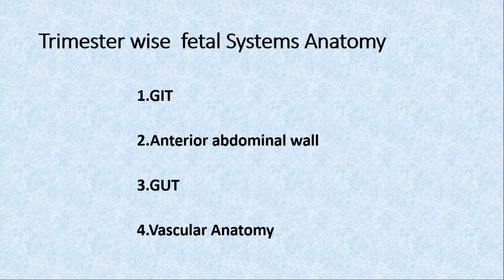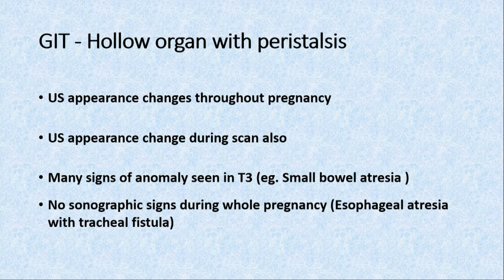Now after this sectional anatomy, let's come to the system anatomy, where we'll be evaluating the GIT, the anterior abdominal wall, GUT, and basically the new kid in the thing, that is the vascular anatomy of the abdomen, which is very important and which is going to point us to various abnormalities. So for the GI hollow organs with peristalsis, we have to remember a few very basic and important things, which we need to tell the patient also in our counseling.